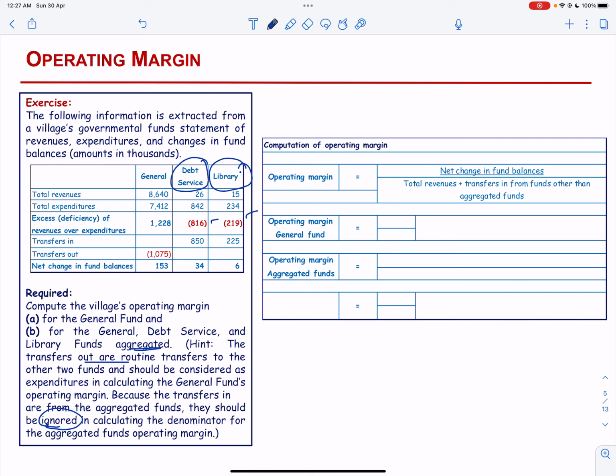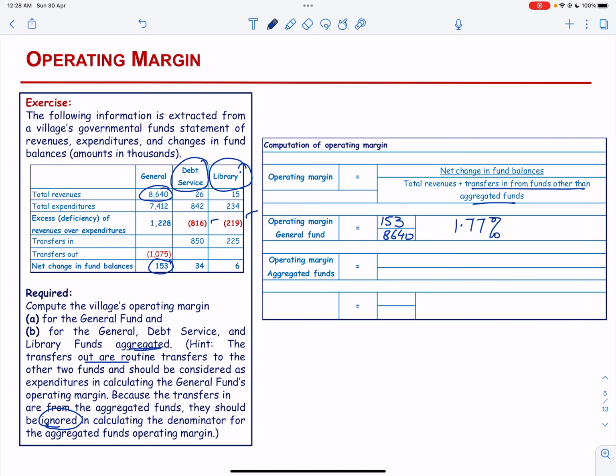So first of all, operating margin is net change in the fund balance, and the net change in the fund balance is 153 divided by total revenues, and the total revenues is 8640, and we have to ignore the transfer in from other funds, aggregated funds. So this will be equal to 1.77%. So the operating margin for the general fund is 1.77%.